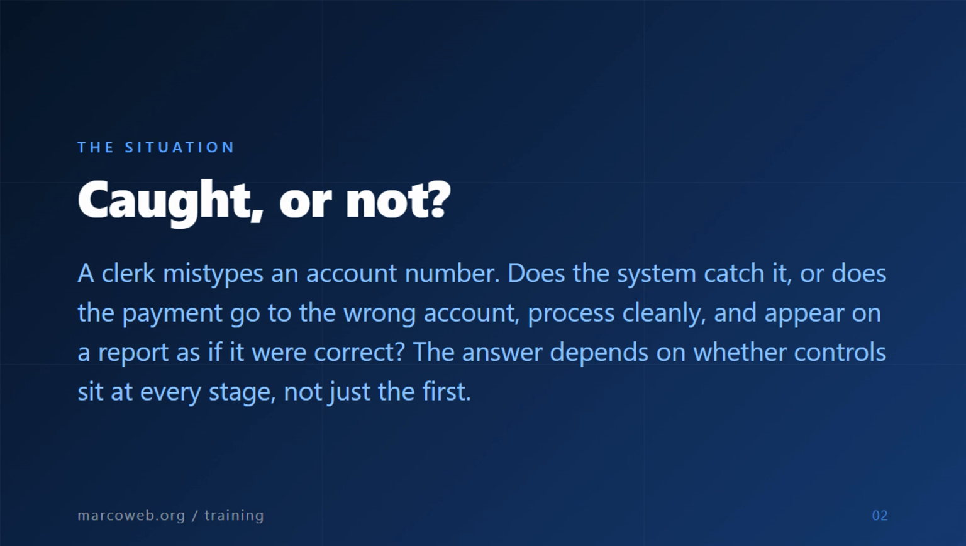Start with the situation. A clerk mistypes an account number. Does the system catch it at the point of entry, or does the payment go to the wrong account, process cleanly, and appear on a report as if it were correct? The answer depends on whether controls sit at every stage of the flow, not just the first one.